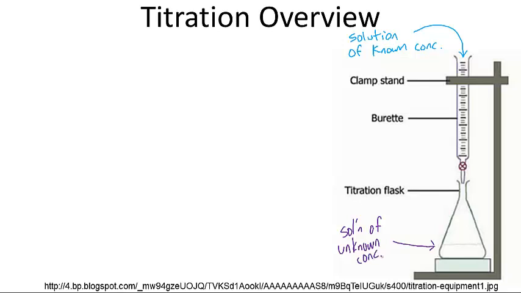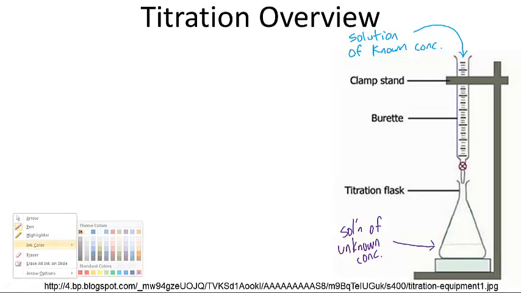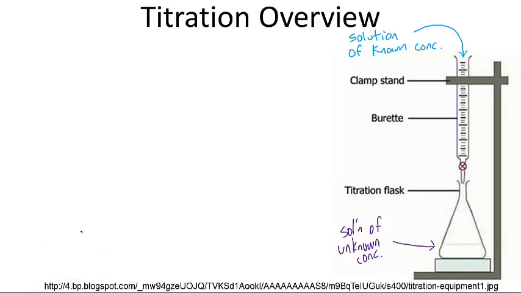All right. And the idea is those two solutions are going to do some sort of reaction. So I'm going to call it just A and B. So I'll say you have a reaction that looks like A plus B makes some sort of products. So let's say the solution of known concentration is A. Solution of unknown concentration is B.